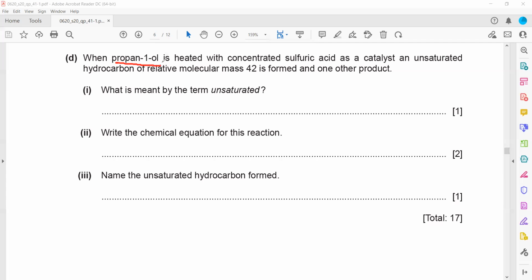When propane-1-ol, which is an alcohol, is heated with concentrated sulfuric acid as a catalyst, an unsaturated hydrocarbon with a molecular mass of 42 is formed. And one other product is there. What is meant by unsaturated hydrocarbon? Unsaturated hydrocarbon means the hydrocarbon which contains a carbon-carbon double bond, or there's a double bond between the carbon atoms.